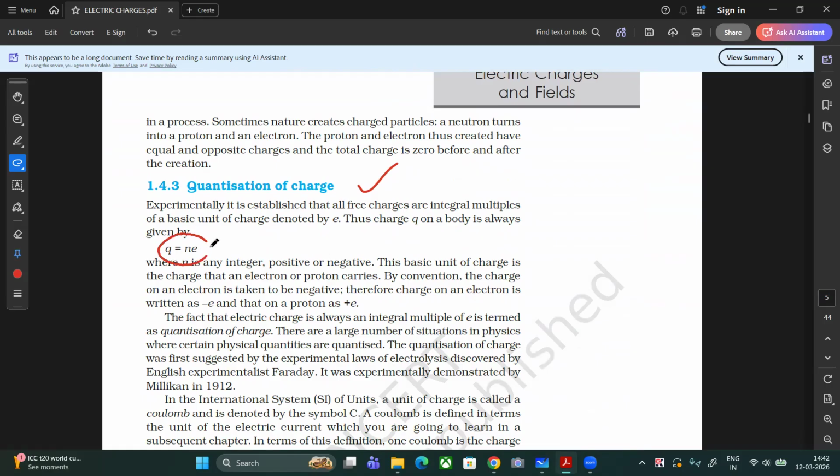Quantization: Q is equal to N E. How do we find the total number of charges in a particular system? This is the formula I used: N into E, where E is the charge of the electron. We already know the value.